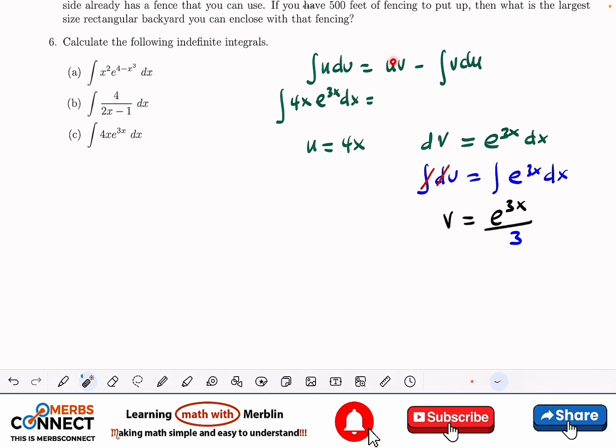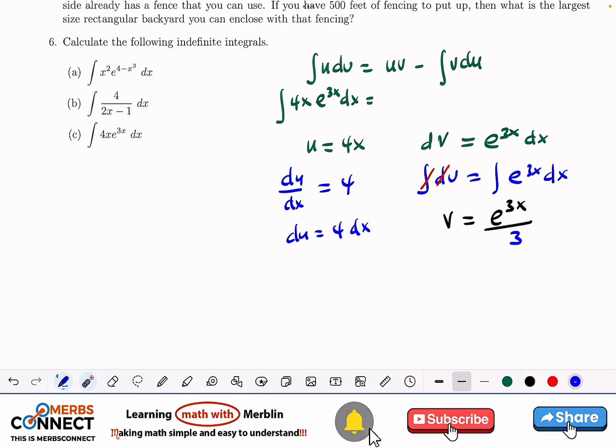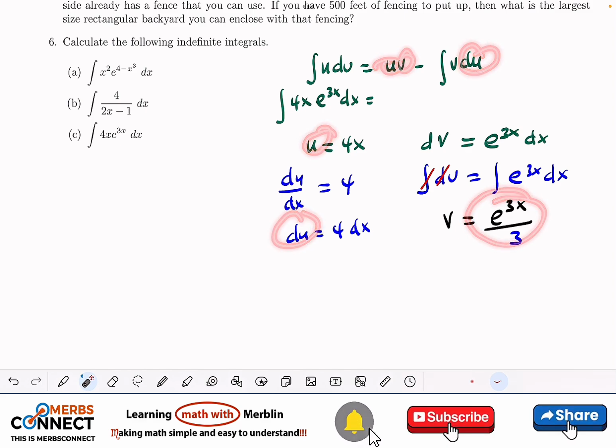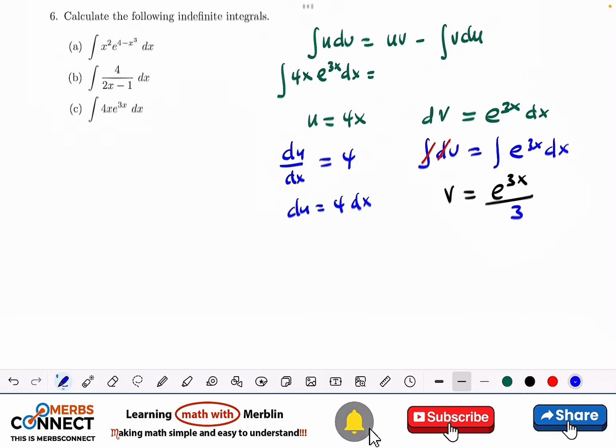So now we have u, we have v, but we need du. So where can you get du? We can get du here. So du over dx is equal to 4, and du will be equal to 4dx. So everything is here. We have u, we have v, we have du. So we can just go through the process.